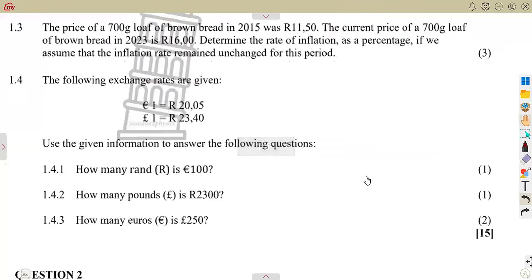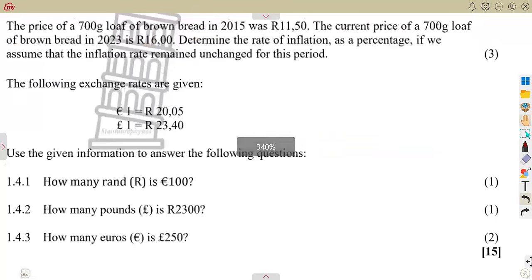On 1.3, we are given, the price of a 700-gram loaf of bread in 2015 was 11 Rand 50. The current price of a 700-gram loaf of brown bread in 2023 is 16 Rand. Determine the rate of inflation as a percentage if we assume that the inflation rate remained unchanged for this period.